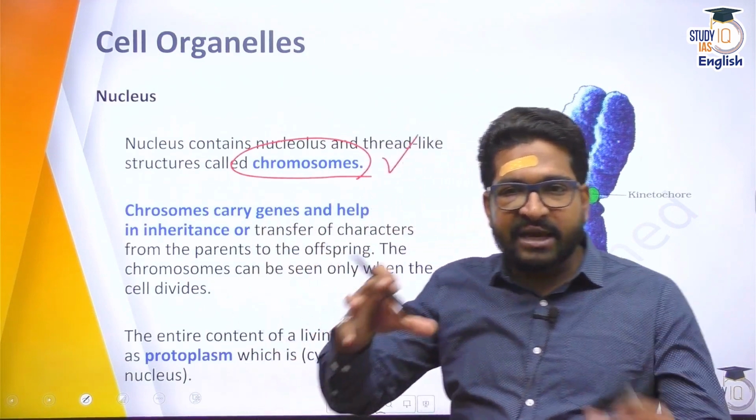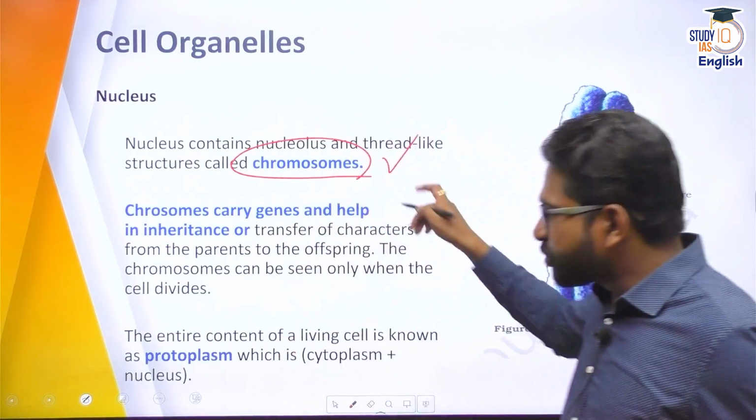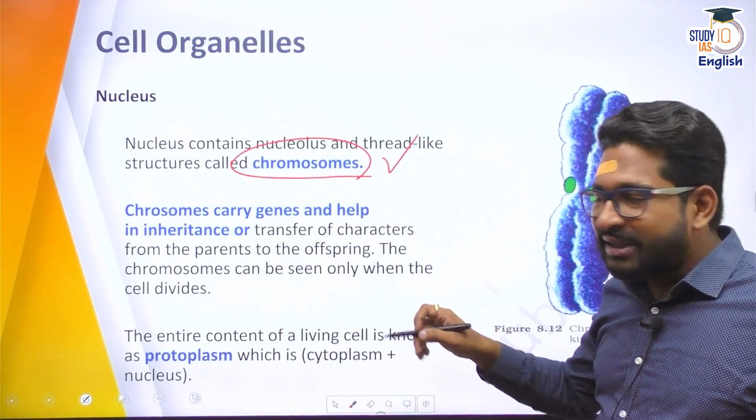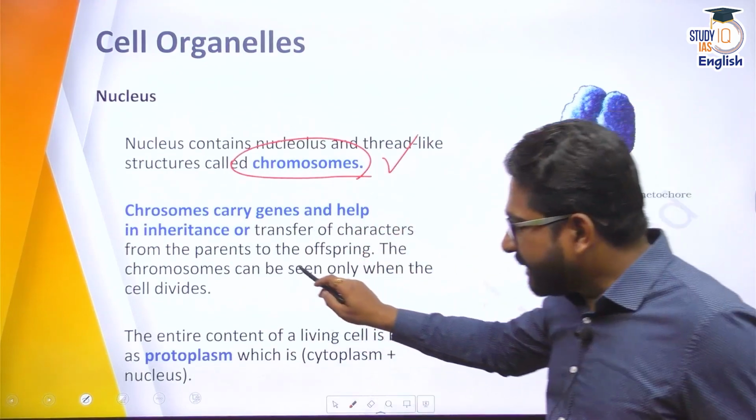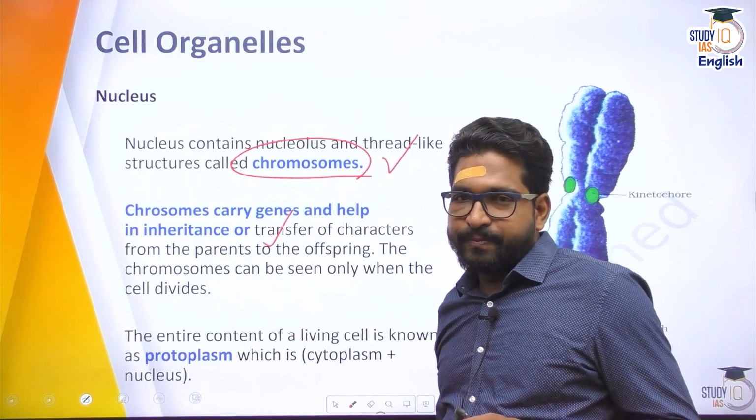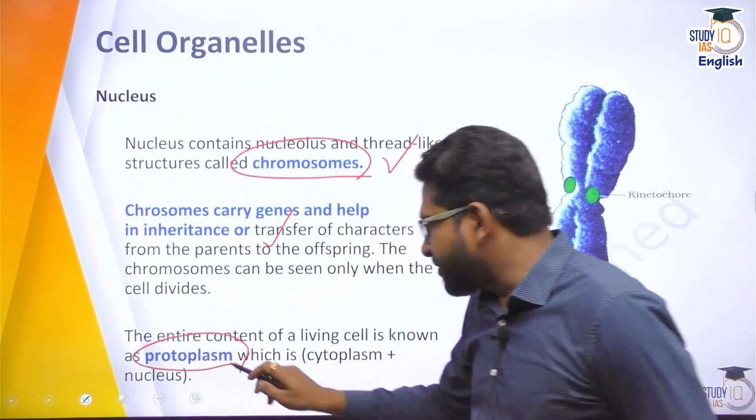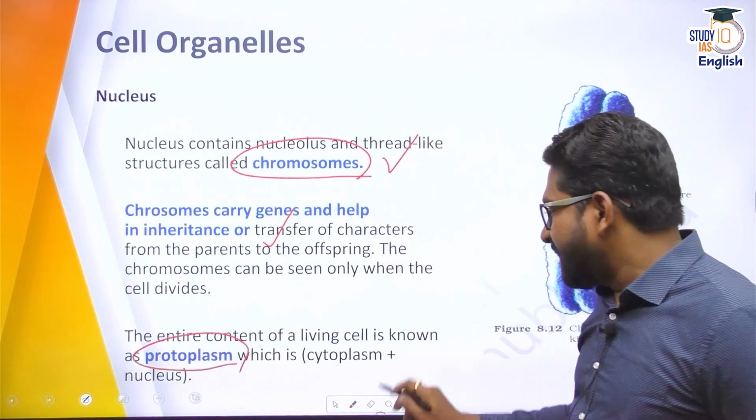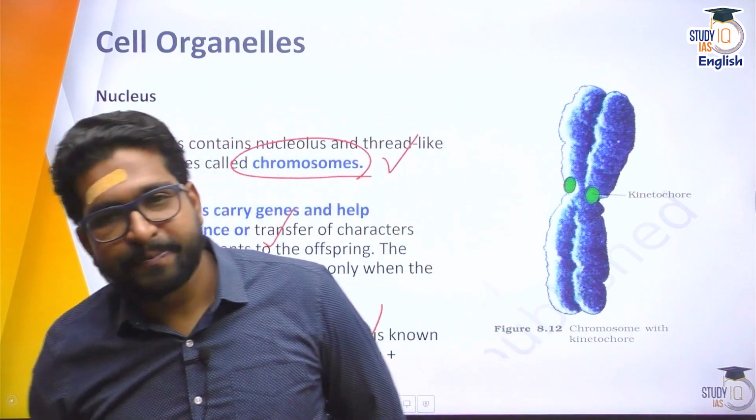Whenever the cell is dividing, this chromatin divides. And these chromosomes are nothing but the information carriers of our genes. They carry the information of our inheritance. And the term protoplasm basically refers to the fluidic part of the cell. Cytoplasm plus the nucleus is called protoplasm.